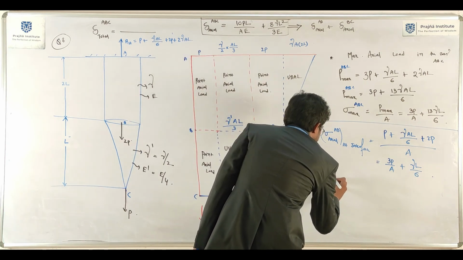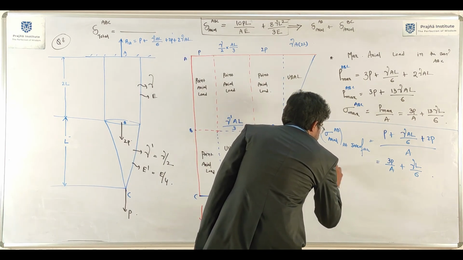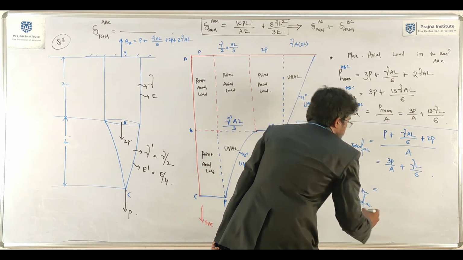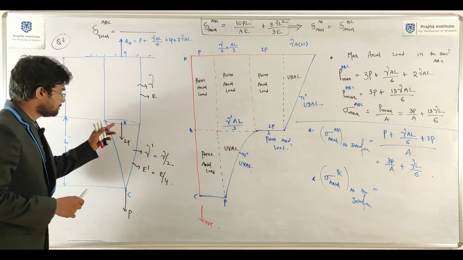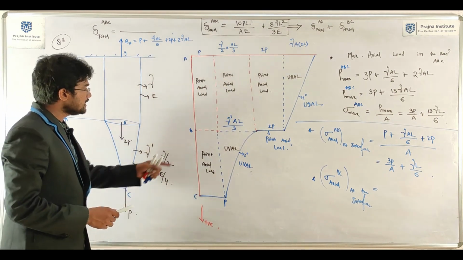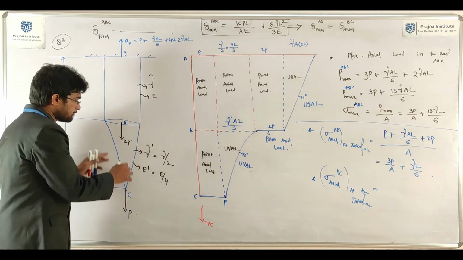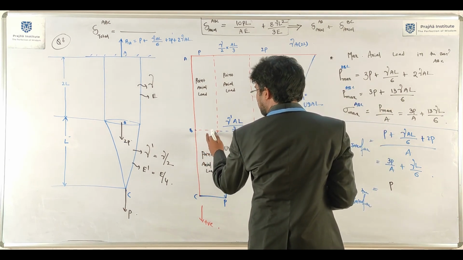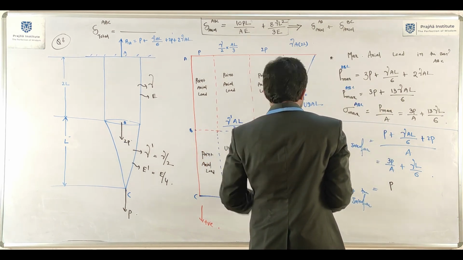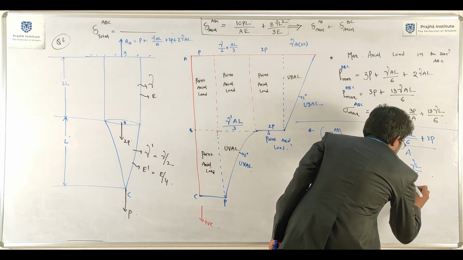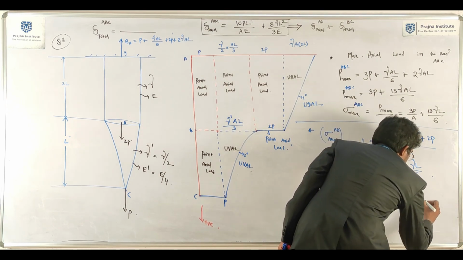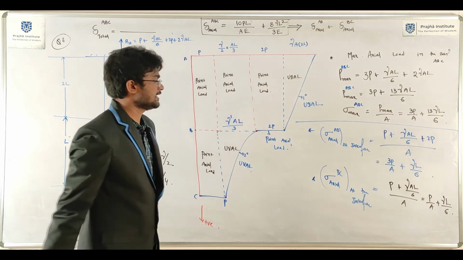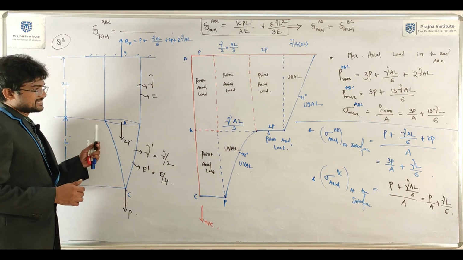Next, sigma axial in the BC at the interface. What are the loads which are acting in the member BC at the interface? Only these two loads acting on the member BC at interface. It is nothing but P. P only. It is P, and then gamma L by 6 by A, corresponding area of cross section. P by A plus gamma L by 6. Okay, P by A, corresponding A.